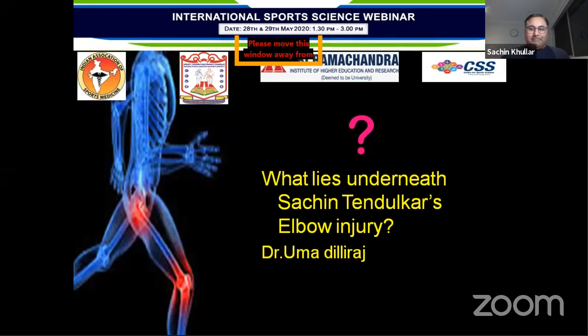What lies underneath Sachin Tendulkar's elbow injury? By Dr. Umar Dilibaj. I don't know because I've never examined him. Well, I think it comes down to overuse and pattern. Athletes like Sachin Tendulkar work so hard, and despite taking all the best possible actions, they can still have injuries. So it will be a combination of a few things, but I really can't comment because I've never examined him. But I will take it on board as a common extensor tendinopathy as an elbow injury. So sorry, I probably can't answer this question.